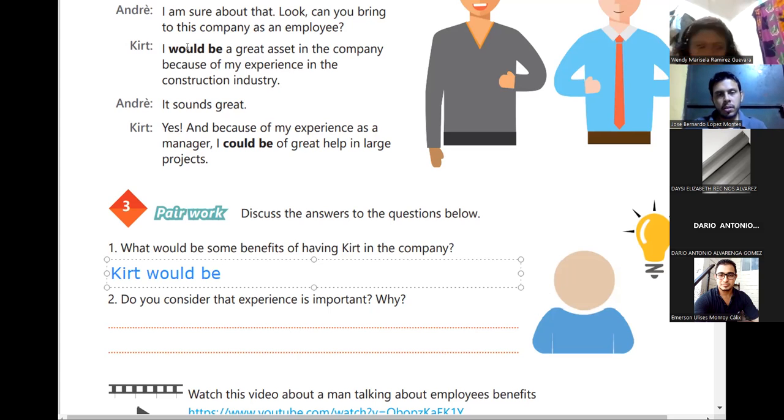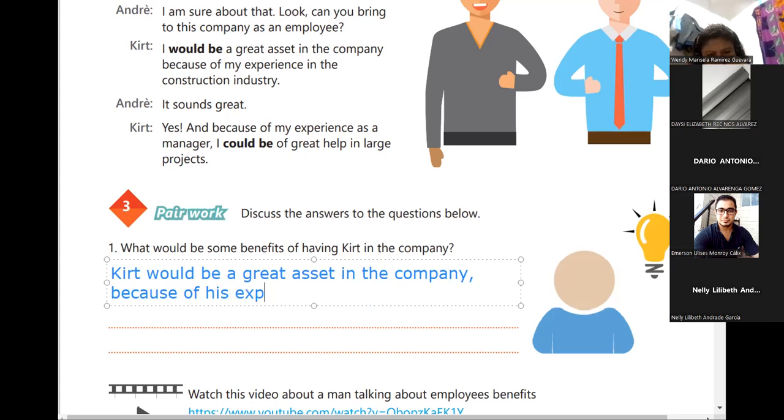De lo que decía acá, miren, aquí lo tenemos. A ver, José Bernardo. It would be a great asset in the company. Okay, a great asset. Asset in the company. Why? Because of his experience in the construction industry. Excellent. Because of his experience in the construction industry.